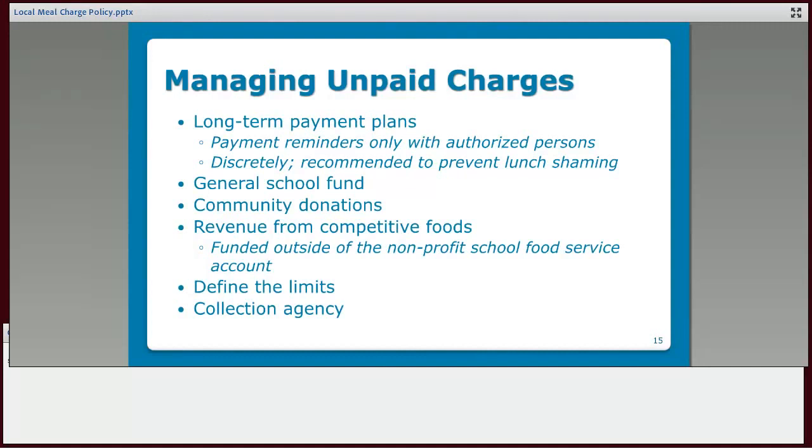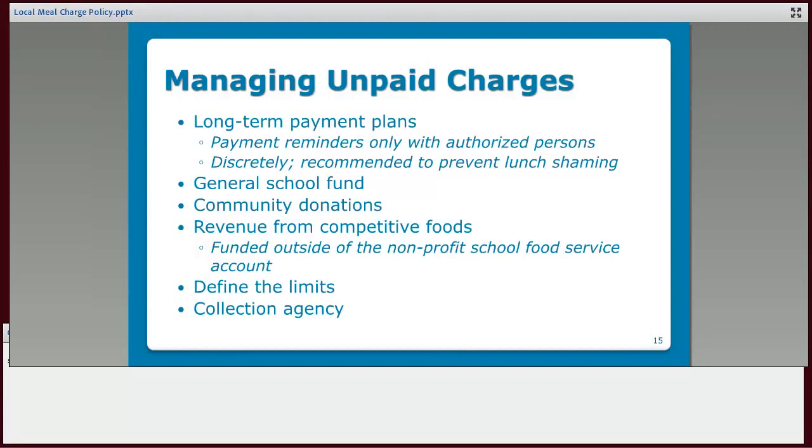If debts have reached beyond a certain limit, the general school fund can cover unpaid charges. A local LEA decided to write off students who had accumulated debt that became eligible for free meals during the school year. An unexpected twist with this element of their policy was when someone reached a $50 threshold and was about to be turned over to the collections agency, but the household completed an application and qualified for free meals. The LEA ended up writing off their debt since it was part of their policy.